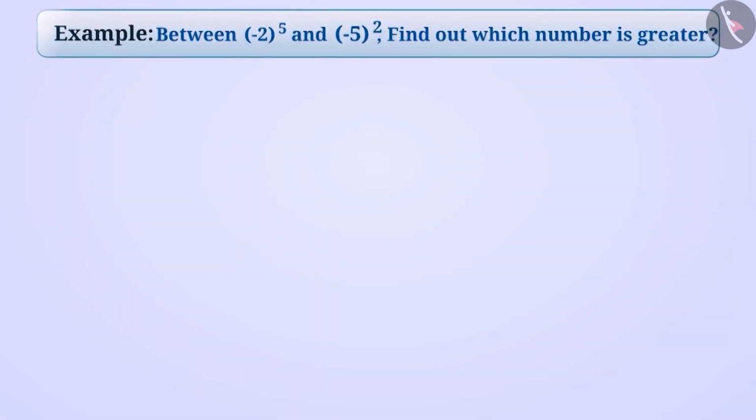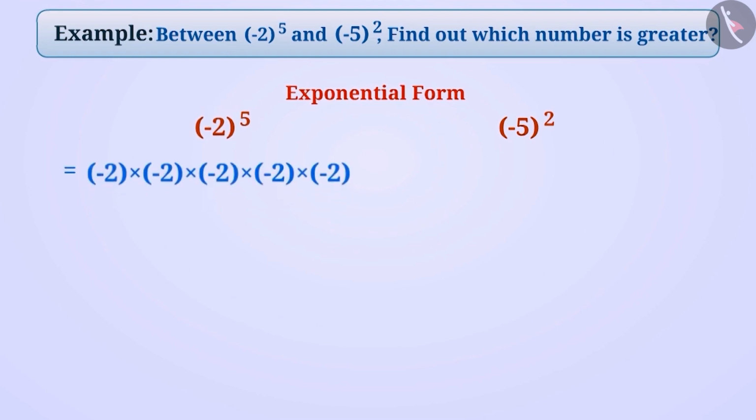Next example. Between -2 raised to the power of 5 and -5 raised to the power of 2, find out which number is greater. Here the numbers are represented in exponential form. Let us first find the numbers corresponding to these exponential forms. We can write -2 raised to the power of 5 and we will get the result as -32. You can solve the same in another method.